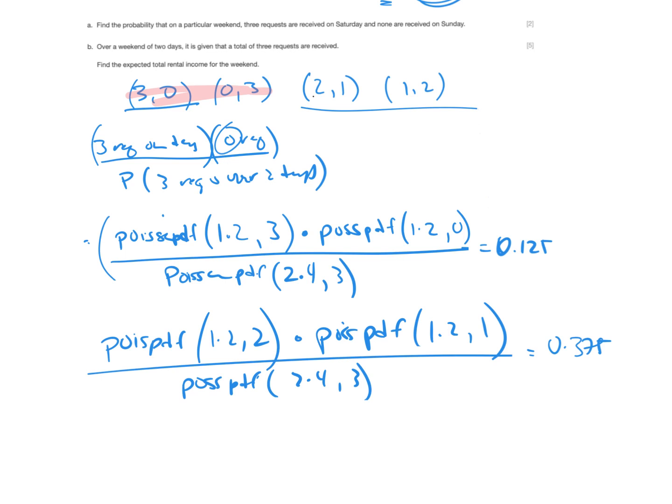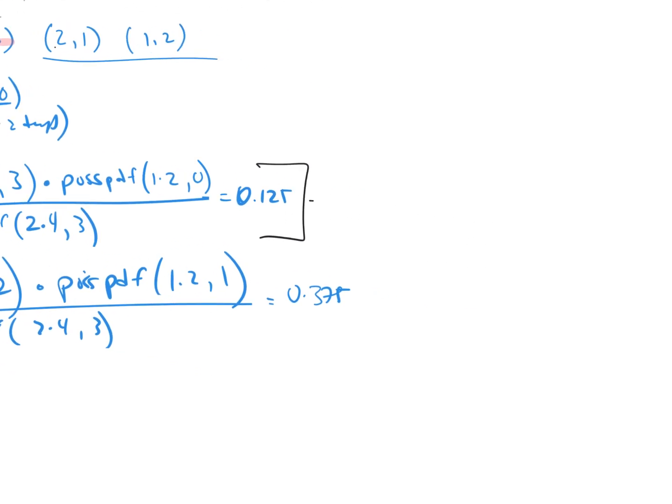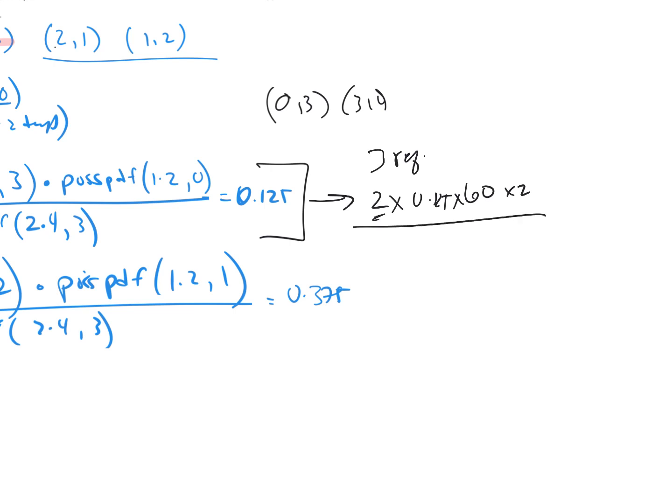If I switch over to black, for this scenario here, I have to recognize that even though I have 3 requests, I only have 2 cars. So each car is worth $60, so times 2. I know that there are 2 possibilities, right? I can do 0 and 3, and 3 and 0. So there are 2 possibilities for that. So times 0.125 times 60 times 2.